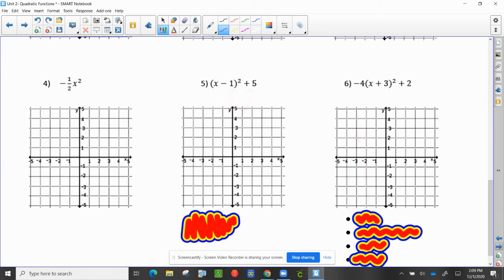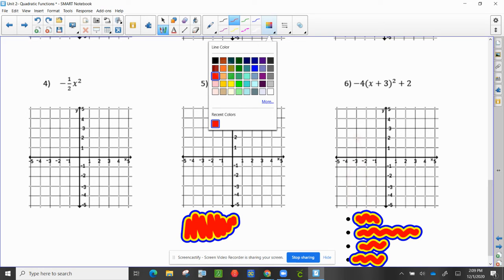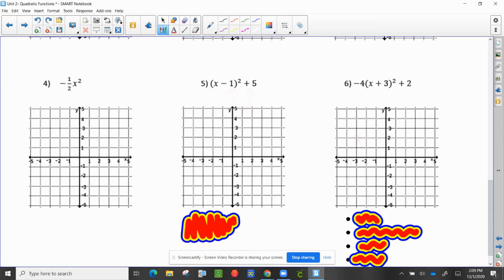So number 4, I have a negative in front. As soon as I see a negative, I know I'm going to have to flip this graph. So a negative, we have a flip. And then I see a 1/2 in front. So anytime we have a fraction in front, remember that makes the graph more wide. So we're going to be wide by a factor of 1/2.